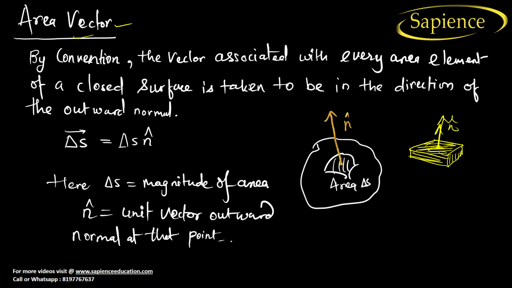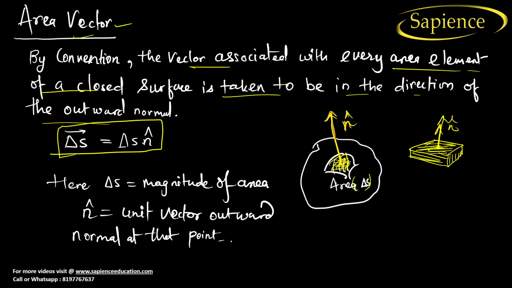Okay. Now by convention, the vector associated with every area element of a closed surface is taken to be in the direction of the outward normal. See, always take the outward normal. Suppose this is an area, and I want to know the direction of this area, so we have to make a perpendicular vector in this direction, that is the n vector. Suppose this is your delta S, so the area vector can be written as delta S into n cap. So n cap will always give the direction which is perpendicular to that surface.